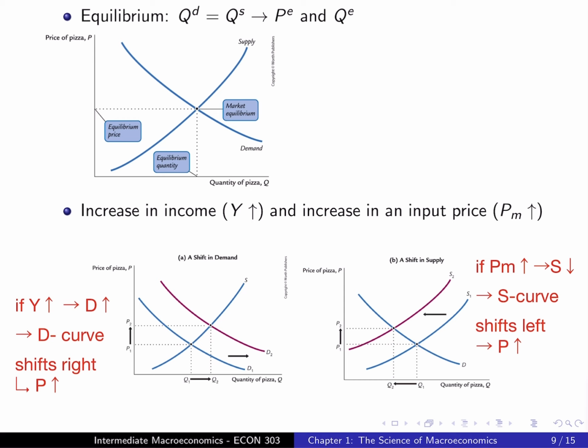Second scenario, when the input price, that is, the price of materials like cheese, dough, or sauce, increases. This is a supply side component. Higher input costs make it more expensive to produce pizza, so the supply curve shifts leftward. Producers now supply less at each price level. Again, this results in higher prices in the market, but this time due to reduced supply rather than increased demand.